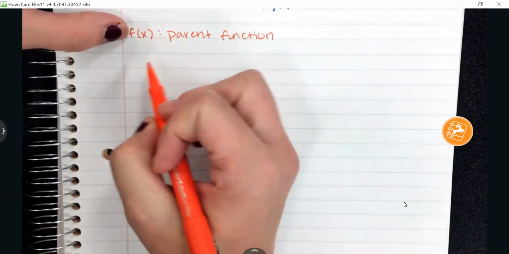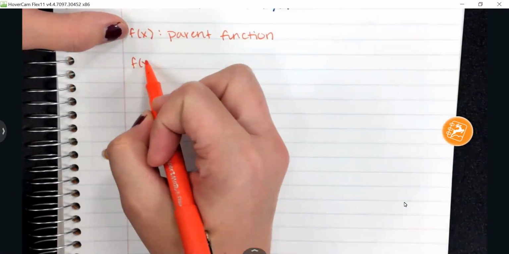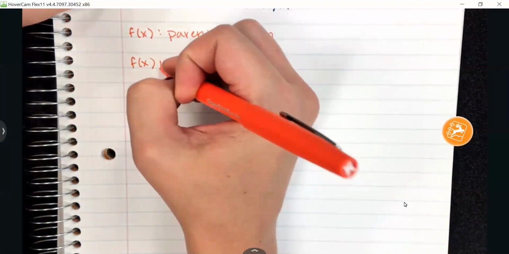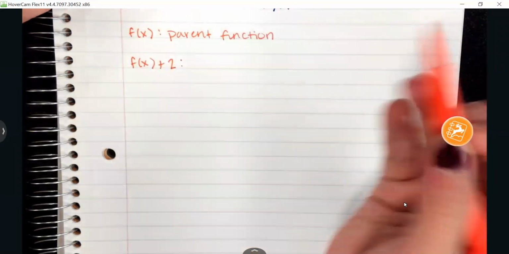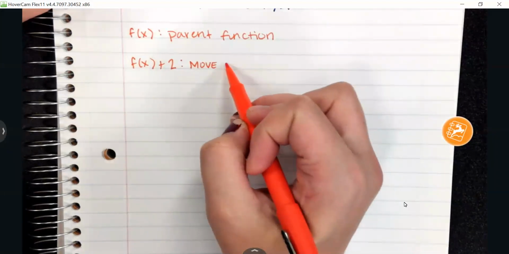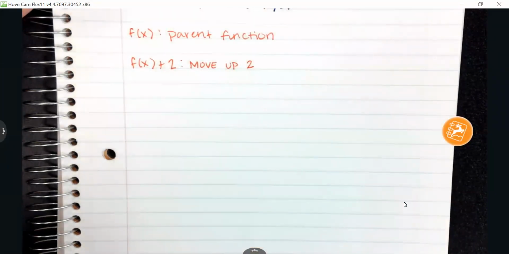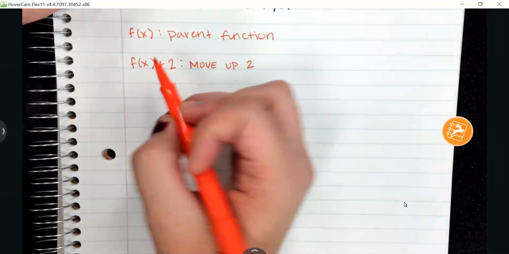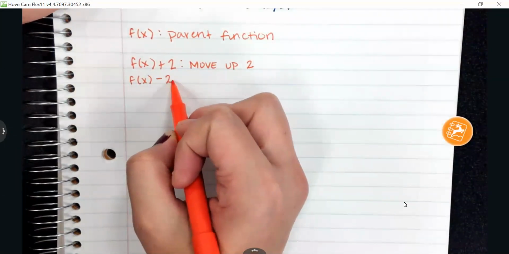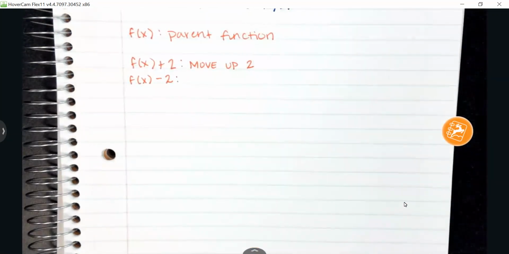So my first one says, I take a function, f of x is just a function, and I add 2 to the end of it. What happens to my graph? It means it moves up 2. So if I take that same function and I subtract 2, what direction did it move? It moved down 2. Okay? It moved down 2.